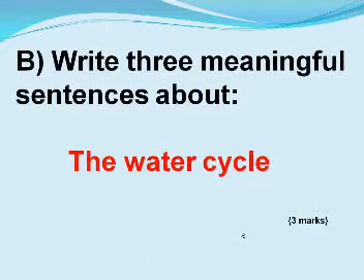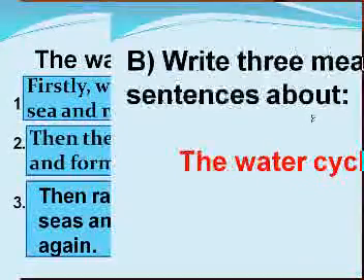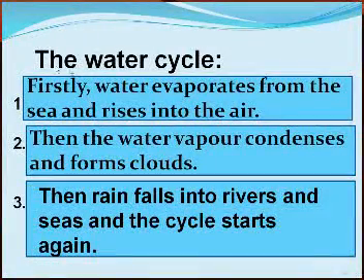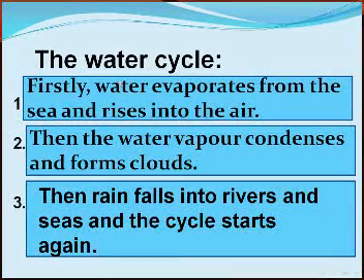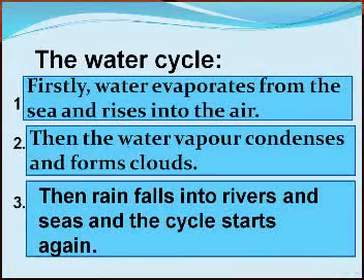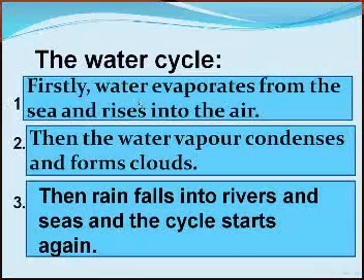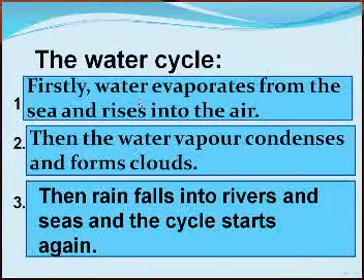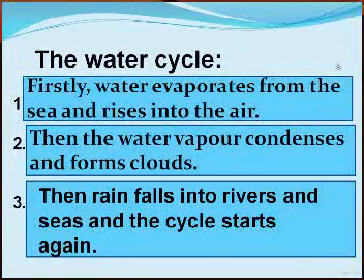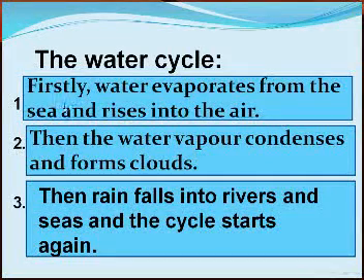Okay. Now we have to write 3 meaningful sentences about the water cycle. You'll always have something related to your book. What we'll do now is that we will give you 3 sample sentences, but this does not mean you're supposed to write the same sentences. Any meaningful sentence is accepted, of course.